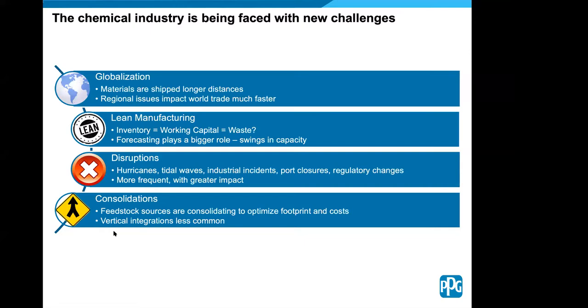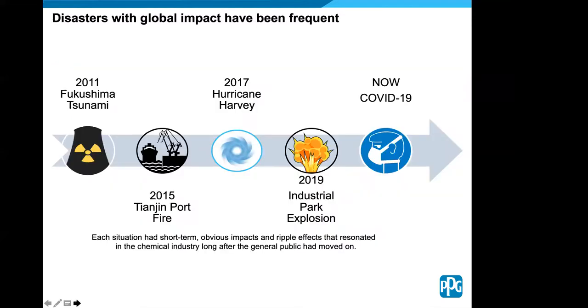Now, in recent history, there have been several disruptions that have really highlighted some of the vulnerabilities within the supply chain. If we go back to 2011, during the tsunami and earthquakes in Japan and the Fukushima disaster, what made the headlines, of course, was the Fukushima nuclear facility that was basically flooded and had a significant industrial accident.